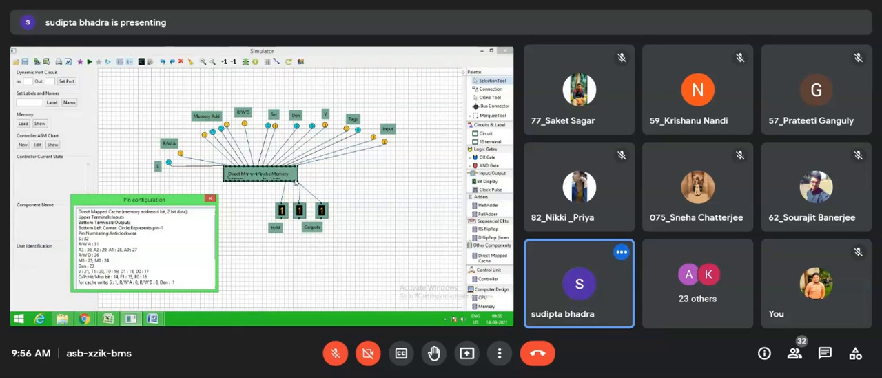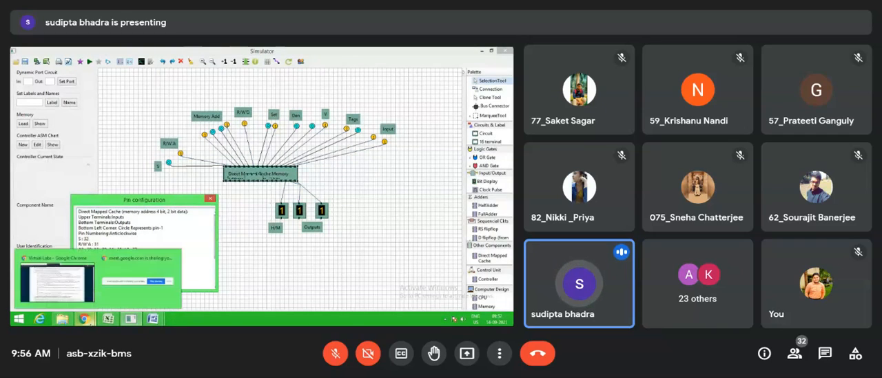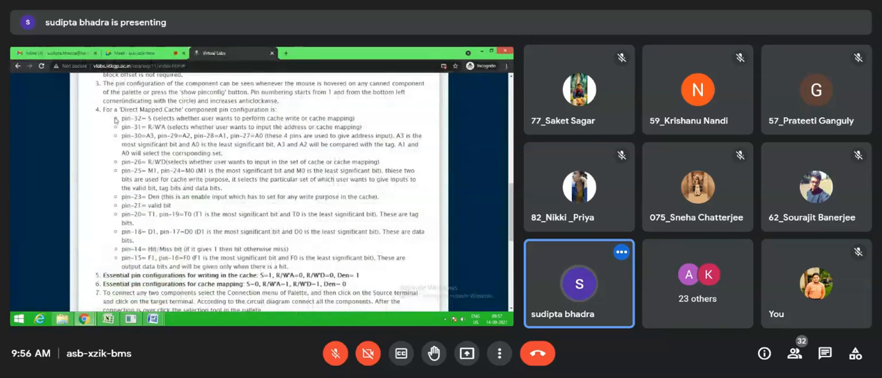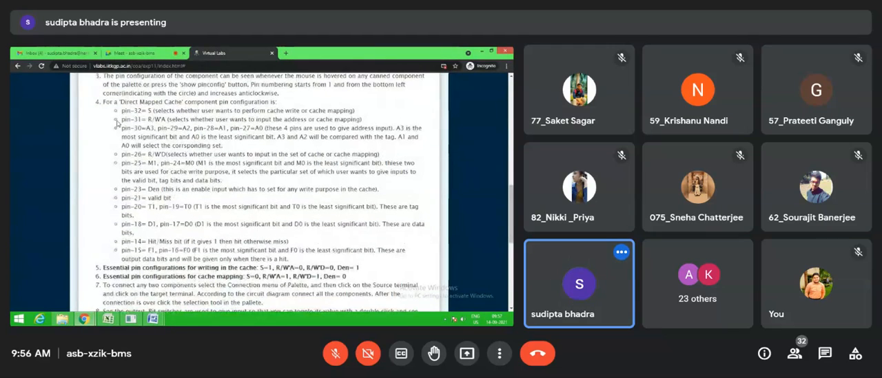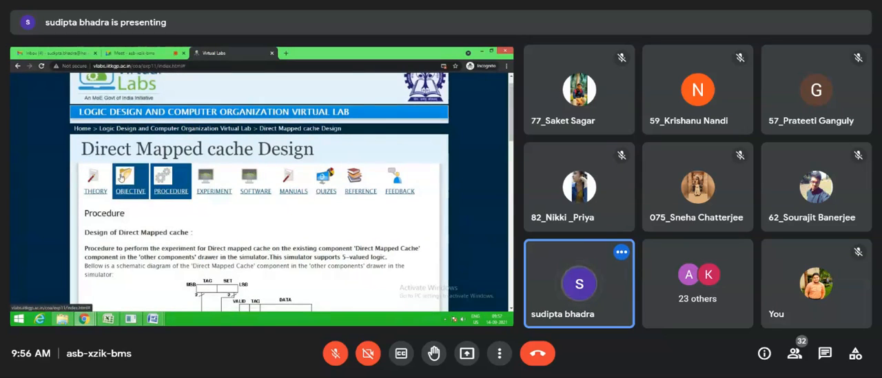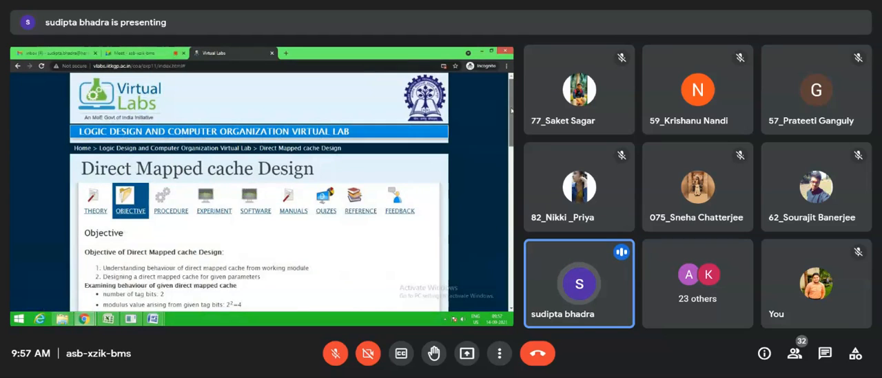When you are using the direct map cache module, several pins have several roles. From the pin configuration you get an idea, but for detail please refer to the procedure page of this direct map cache experiment. And how to check that, you will get from the objective page.